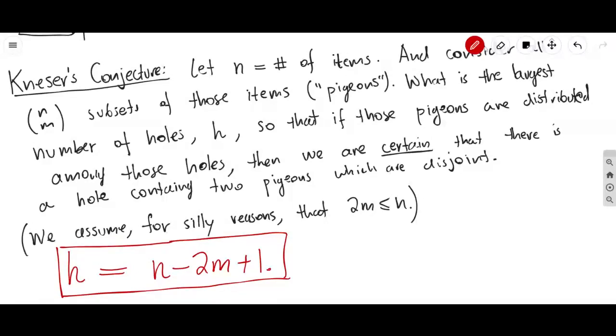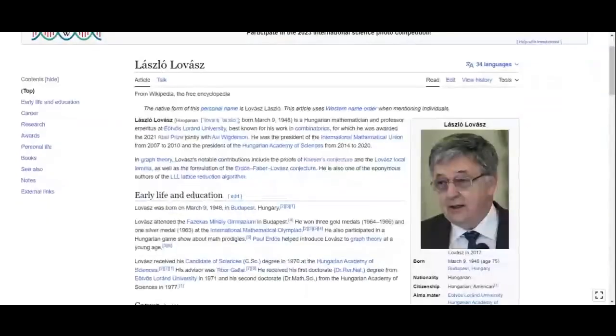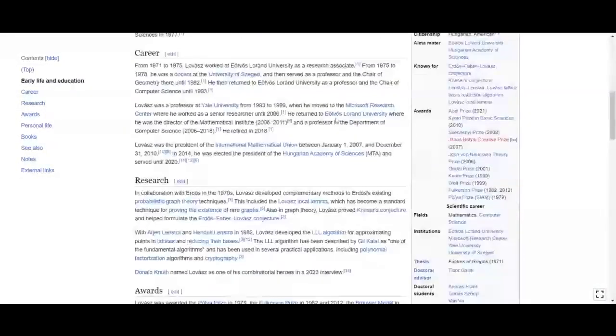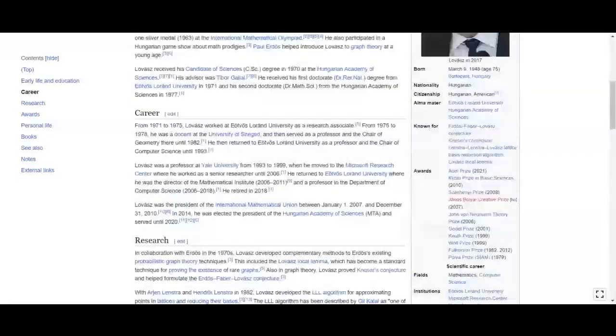And it was solved in the 1970s by, I am not sure how to pronounce his name, Laszlo Lovász, I'm not sure. But just to show you, let me just bring this up. So here's the mathematician who solved it. He was actually recently awarded, as you can see, the Abel Prize very recently.